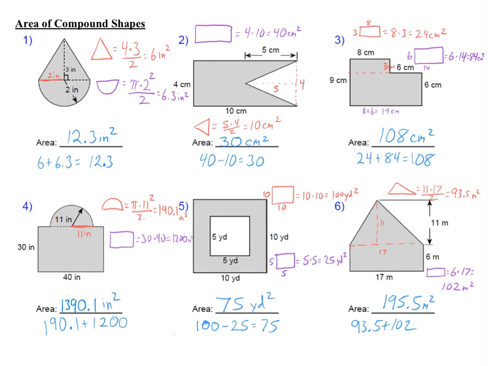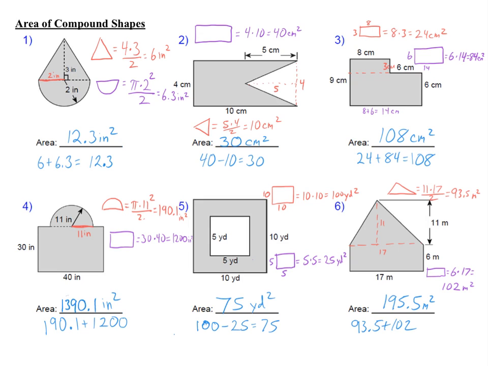We're going to talk about how to find areas of compound shapes. If you look at all these shapes, they're not just one shape, they're multiple shapes either added or subtracted from each other. So this first one, what you hopefully see here is a triangle and a semicircle. Triangle, semicircle. Then when you look at that, okay, how do I find the area of this triangle?